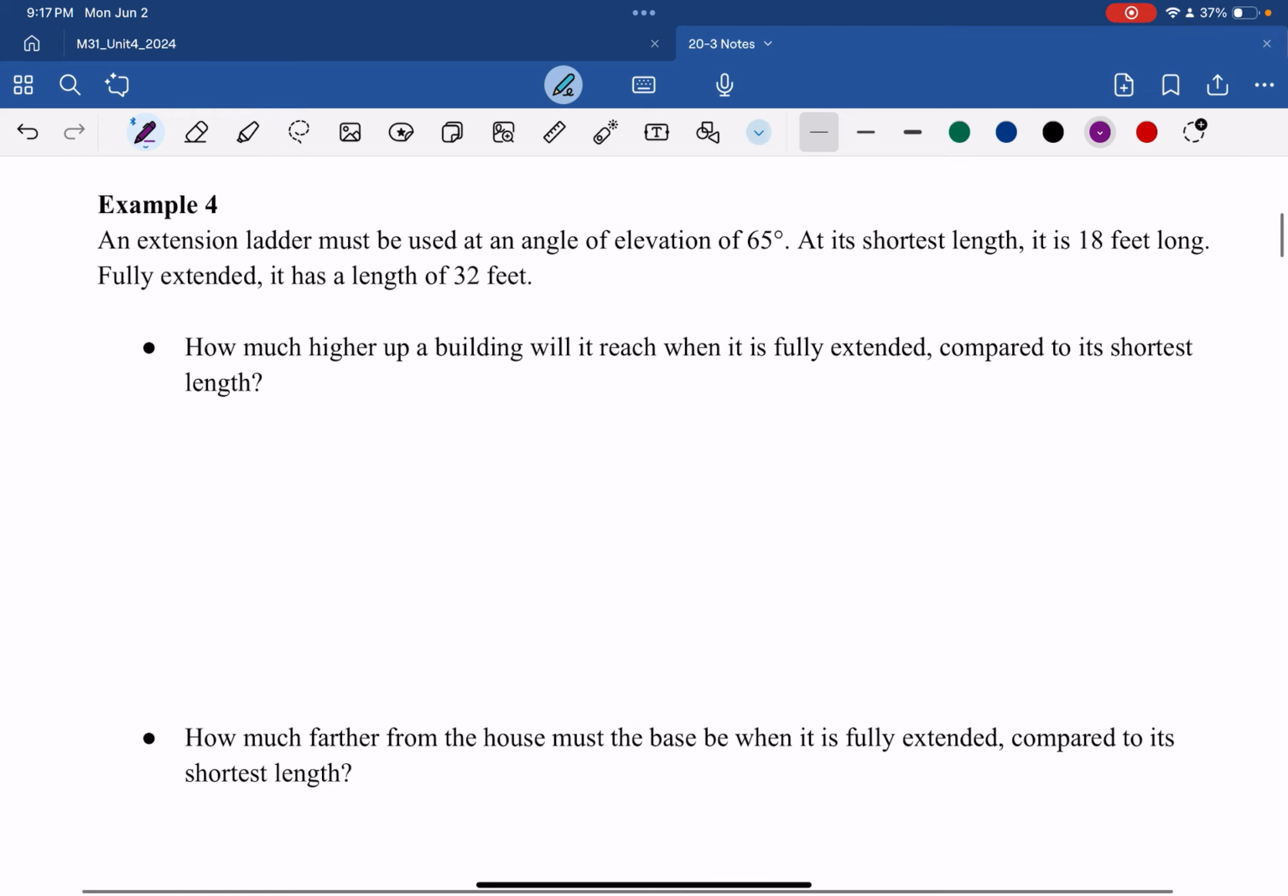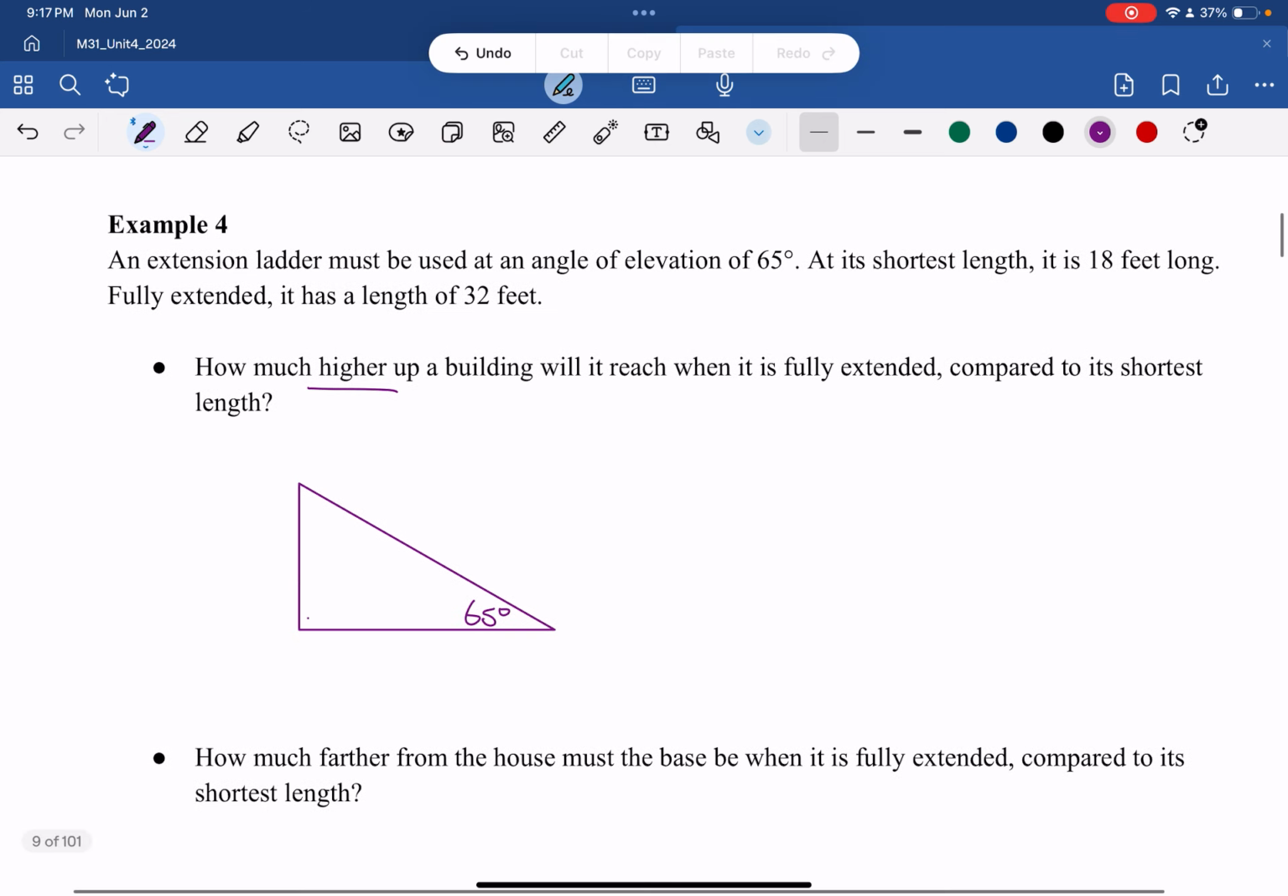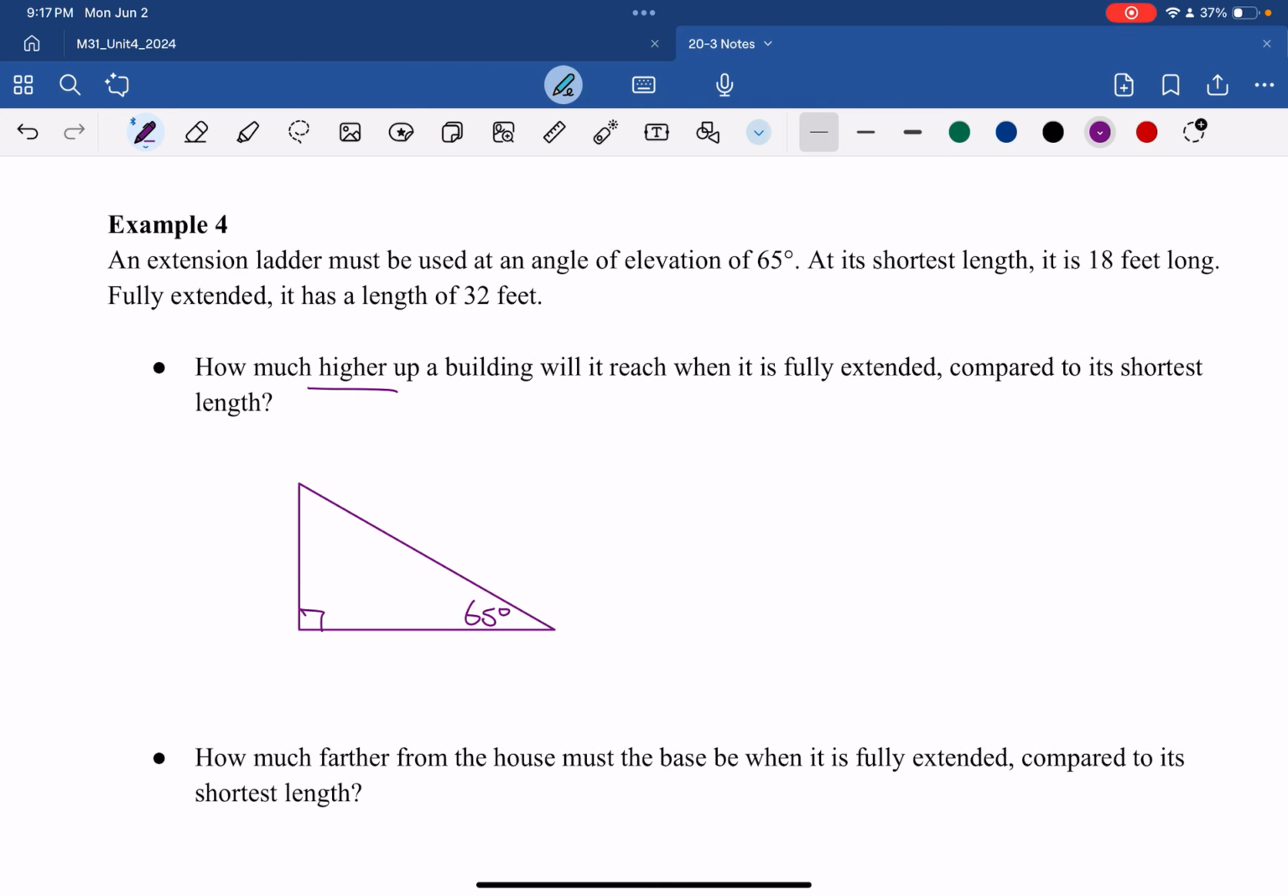If I look at example 4 here, it says that an extension ladder must be used at an angle of elevation of 65 degrees. Its shortest length is 18 feet, fully extended is 32 feet. So it's asking how much higher up the building will it reach when it's fully extended compared to its shorter length. I'm just going to draw this out so you can get an idea. So it has to be 65 degrees here as an angle of elevation. Okay, at its longest, it's 32.